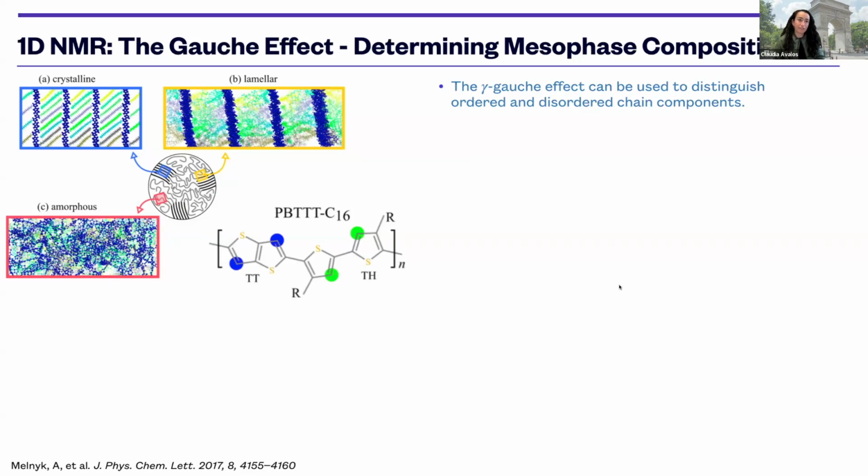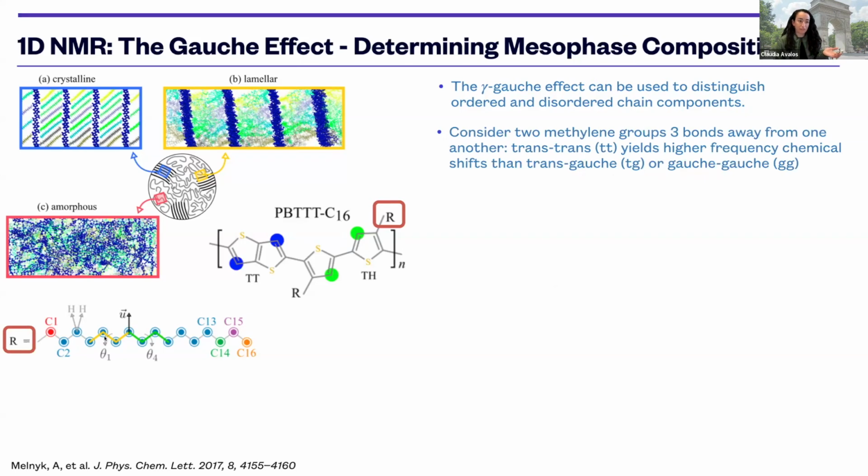But the first step here is to introduce the gamma gauche effect. Whether or not you've heard of this before, it's a well-known effect among people that look at polymer NMR, polymers in general, or just organic chemistry. Right? So the gamma gauche effect can be used to distinguish ordered and disordered chain components. So let's say we have a long alkyl chain here, right? We can describe this alkyl chain in terms of the different carbons and also the relative angles of carbons that are three carbons away from one another. And whether you have a trans or gauche orientation will determine where your chemical shift for that set of carbons appears, right?